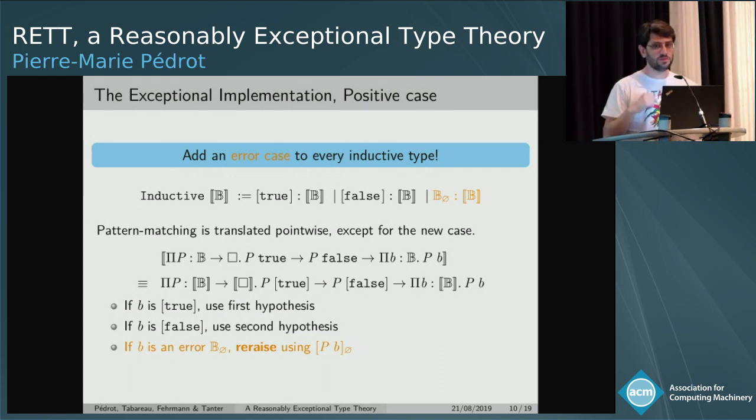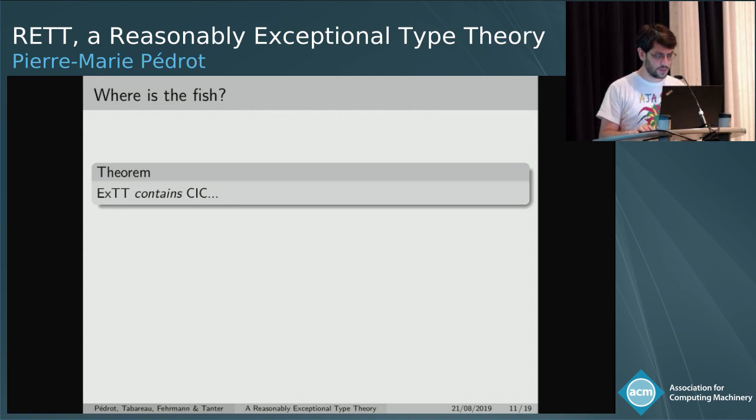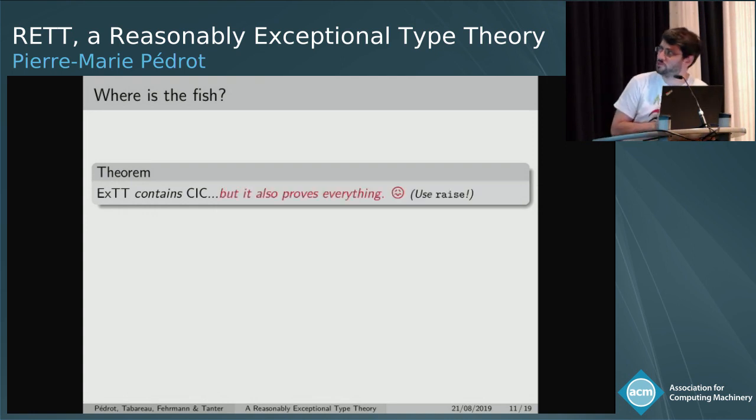But thankfully, because every type is inhabited, you can use the error value at P of B, to re-raise the exception. So pattern matching an exception is literally re-raising the exception, nothing else. That's pretty easy. So obviously, we contain all of CIC. You can show that easily. But because we have exceptions, by the very definition of exceptions, you recover an inconsistent system. Obviously, just use the exception to escape, and then you prove false immediately.